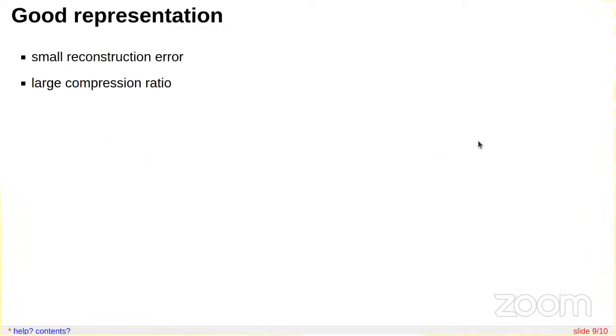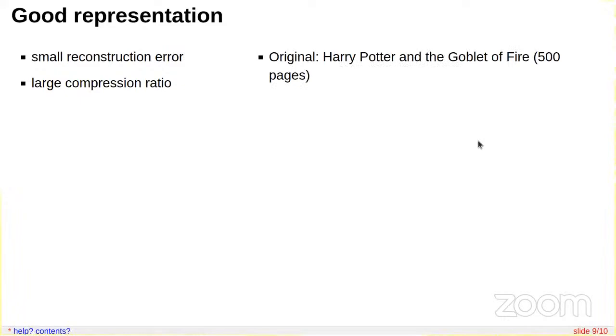I'll give you one small example from the text domain. Let's say you have the original Harry Potter and the Goblet of Fire novel. It's some 500, 600 pages long. From the context of generating a representation for this text, assume that this is a big text document. In the context of what we have been discussing, how will you represent this novel?